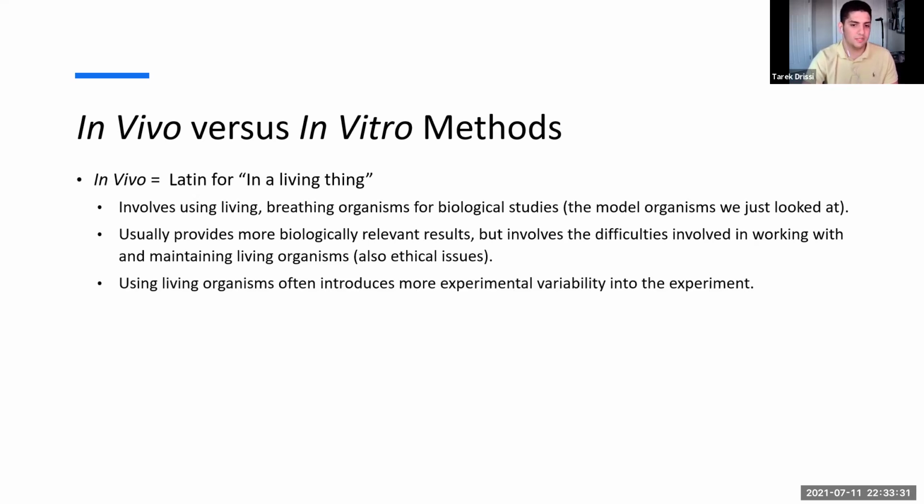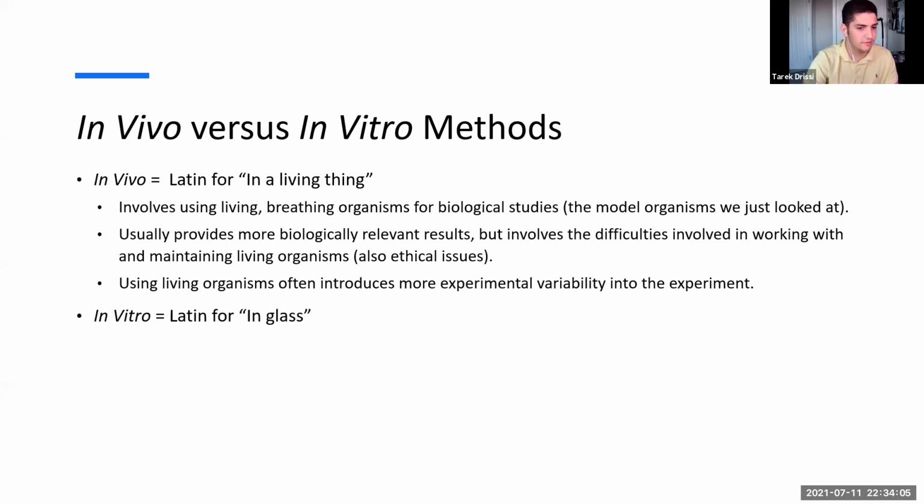Using living organisms, the other issue is that it often introduces more experimental variability into the experiment. So a living, breathing organism is more accurate biologically because it's in nature. It's how it was supposed to be, but it's also a lot more complex. So there's a lot of things you may miss. There's a lot of interactions you may not consider, and that can affect your experiment. That can add variability.